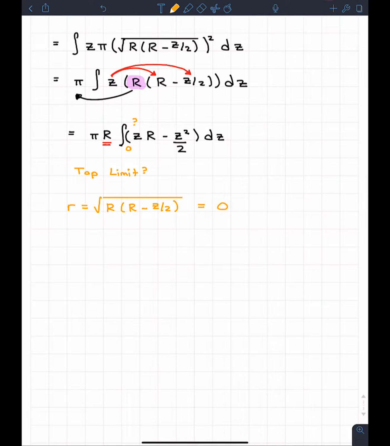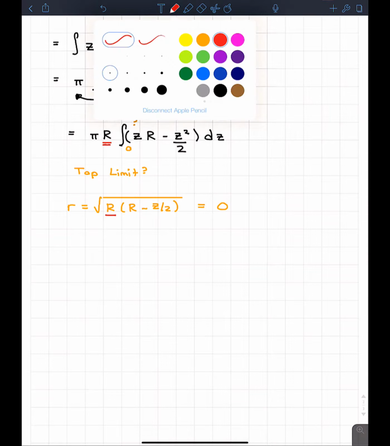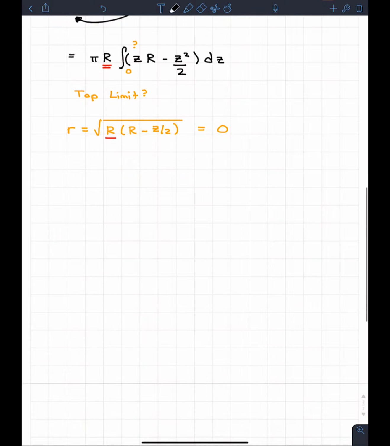If I move the square root to the other side, the square root of 0 is 0. And sorry, I'll clarify this. Once I move this r to the other side, r times 0 is going to be 0 as well. So what we end up getting is this. Coming down, I'll stay in orange. We get r minus z over 2 is equal to 0. So now I can solve for z, which is going to be my top limit, and I find that z is equal to 2 times r. So this right here is going to be my top limit.